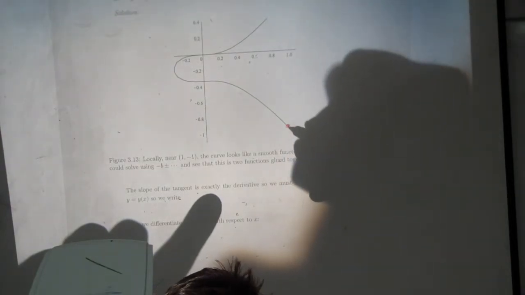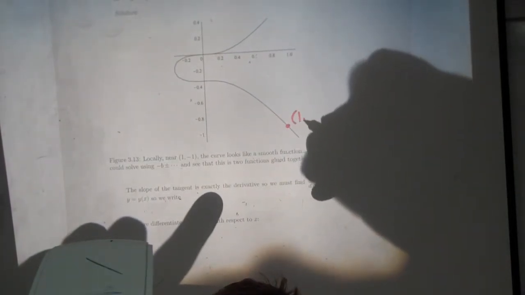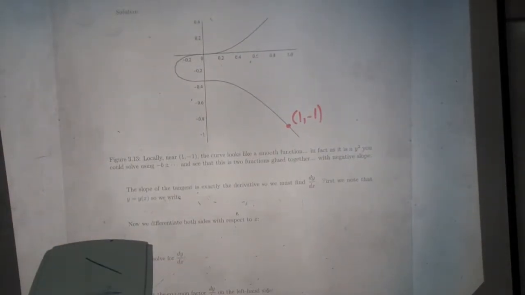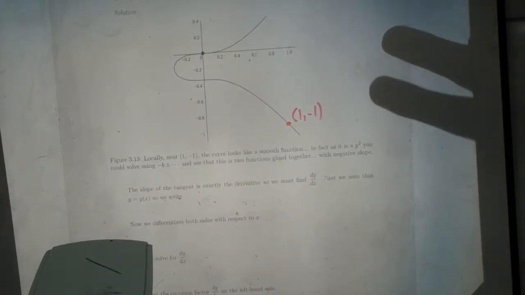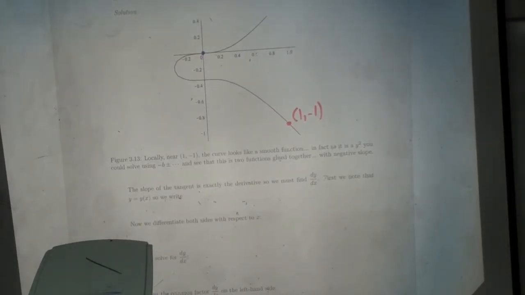The drawing maybe is a little off. Or I think one of the graphs here might be wrong. I'm going to guess it's okay because I know 0, 0 is on the curve. Does 0, 0 satisfy the equation?